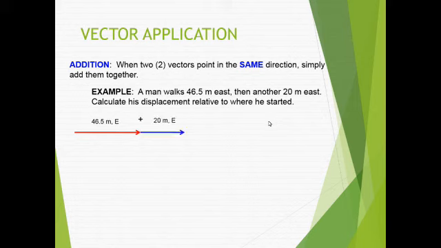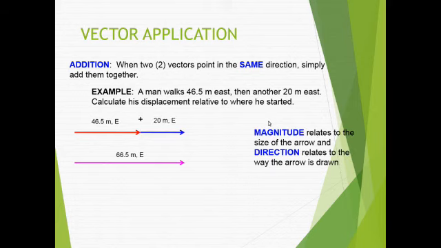Here are more additional problems for you to know what a vector is. A man walks 46.5 meters east, then another 20 meters east. Calculate his displacement relative to where he started. The magnitude relates to the size of the arrow, and the direction relates to the way the arrow is drawn.